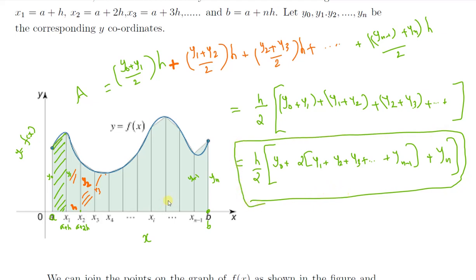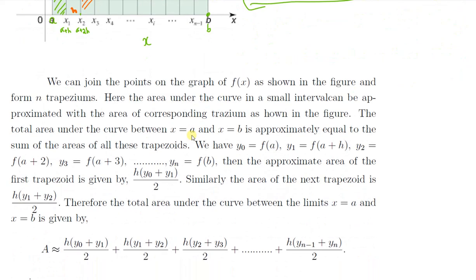Area of this curve under the area between the curve and the x-axis between the limits a and b, like this. Okay. So this will give the value of this integral. So this method is known as the trapezoidal method. Okay. So let us see what is explained here.